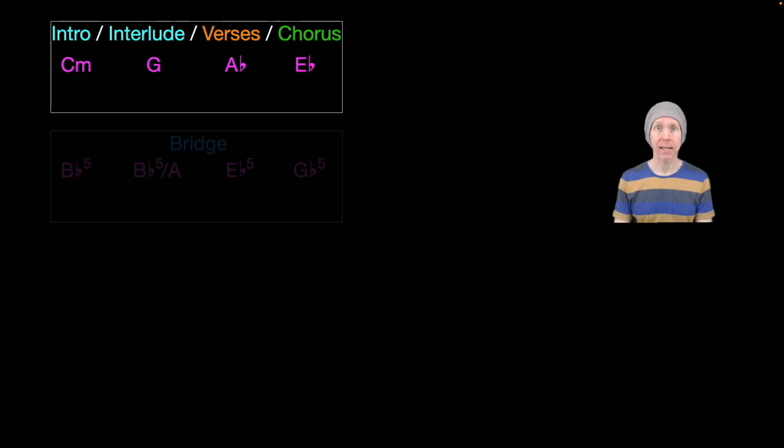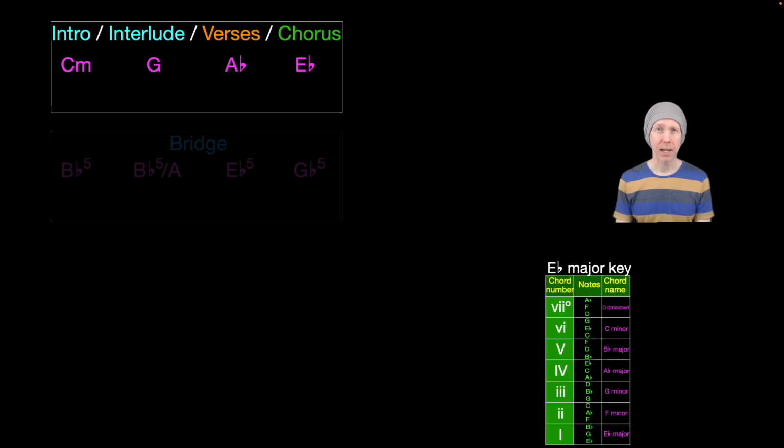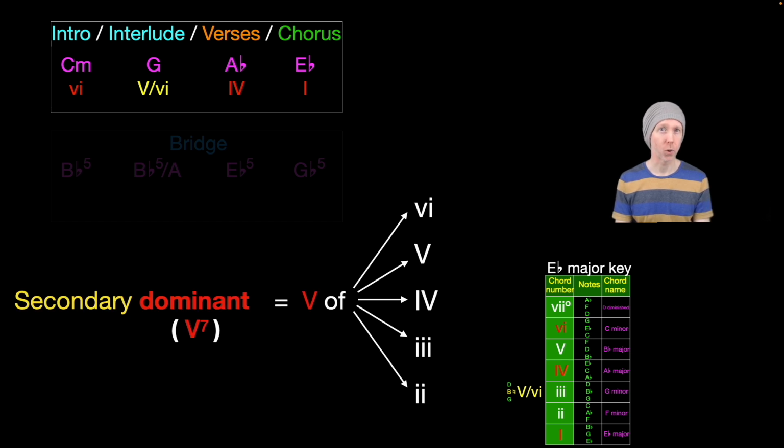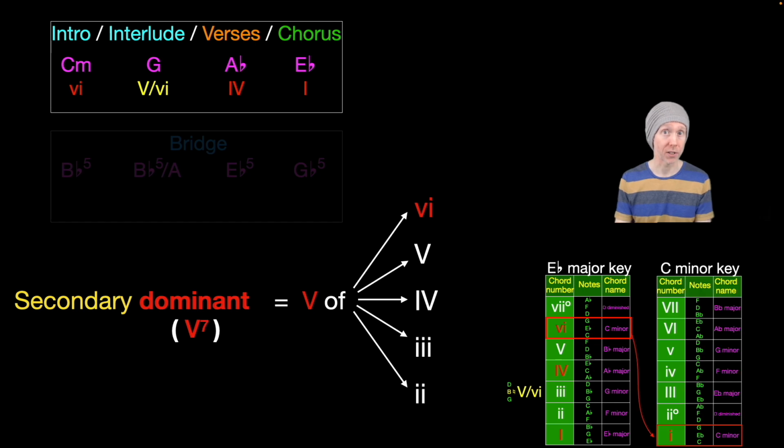So the song is in the key of E flat major and uses chords 6, 4, and 1, along with this G major chord from outside the key. This chord is a secondary dominant, so chord 5 of another chord in our key. Specifically, it is chord 5 of 6, because if we think of chord 6 as chord 1 of its own key, then G major is its chord 5, or its dominant chord.